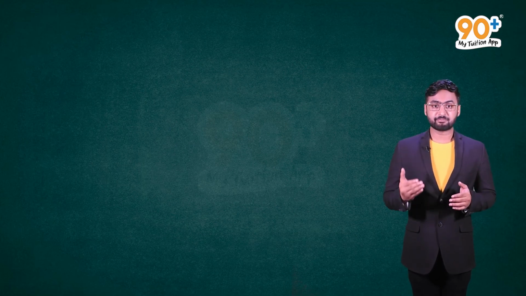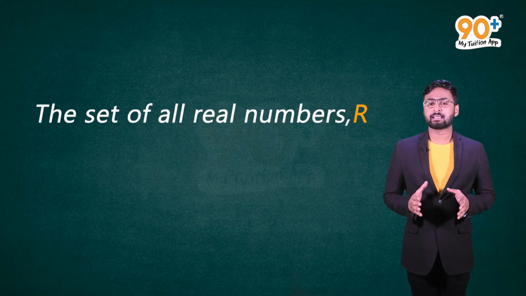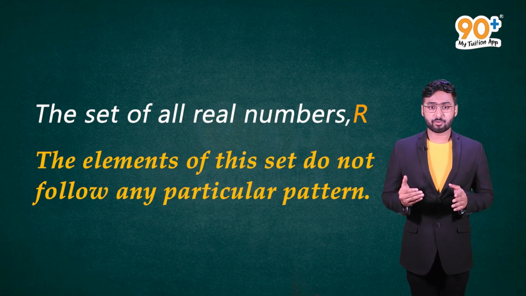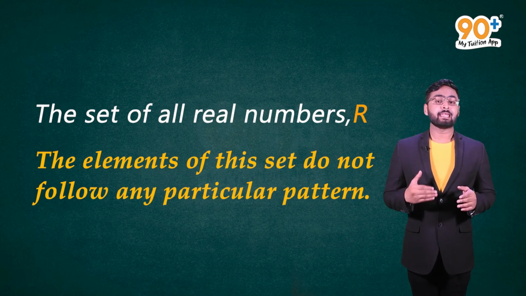The set of odd natural numbers and the set of integers are some of the examples of infinite sets. But not all infinite sets can be written in roster form. For example, the set of all real numbers cannot be written in roster form because the elements of this set do not follow any particular pattern. Now, let's solve some examples for better understanding.